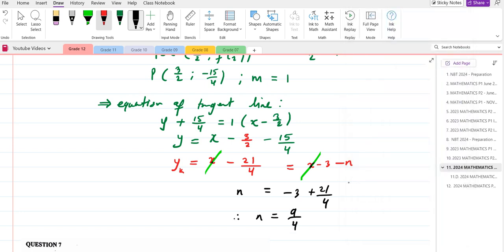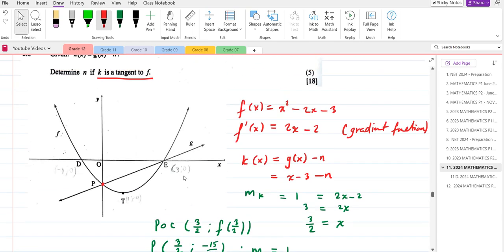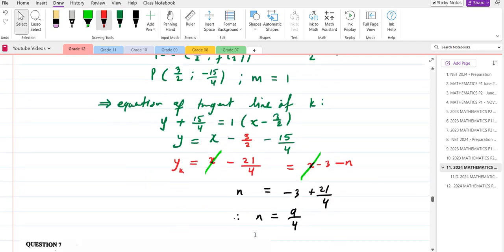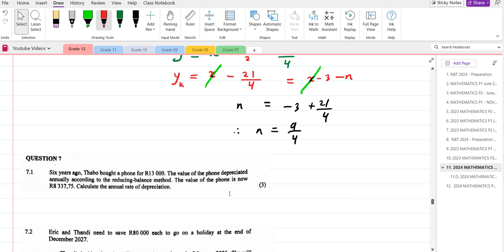Nice question. Application question, thinking question. So this was the main theory behind this. The gradient function equated to 1, get the point of contact, find the equation of the tangent line of k. And we already know the equation of k, x minus 3 minus n. Equate both equations and then we got our answer. Perfect. Very nice. Let's move on to the next question.